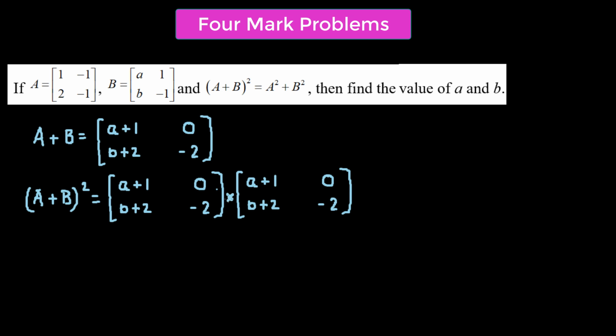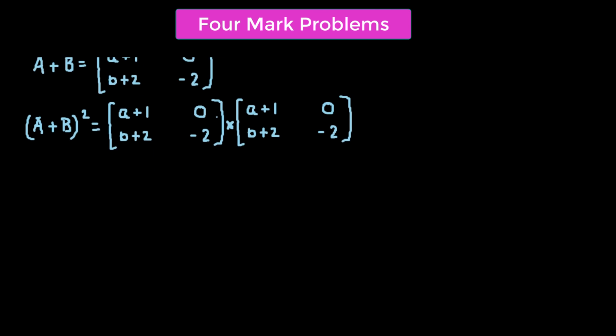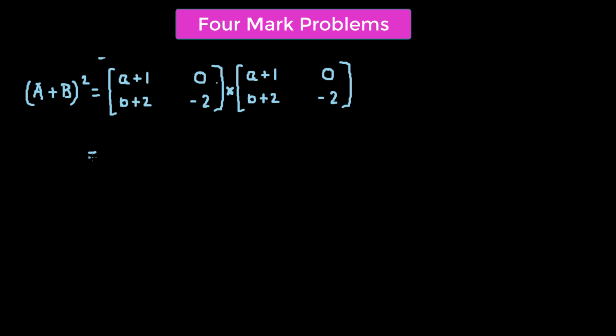So this is the product. So that should give us, the first one will be (a plus 1) whole squared plus 0. Then in the second element, we'll take the first row, a plus 1 and 0, and multiply it to the second column. So this is simply going to be 0. Then we have the third entry, which is (b plus 2) times (a plus 1) minus 2 times (b plus 2).